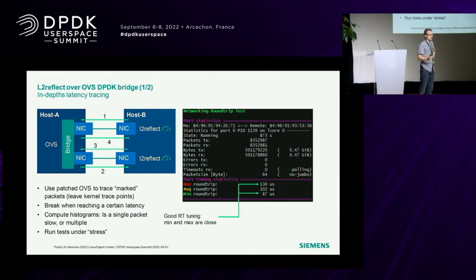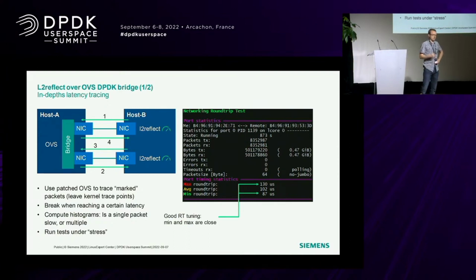At some point, we also patched the OVS to log packets with our magic payload, because then we were able to really get traces from when did the packet enter here, leave here, when did it enter here, which parts of the OVS are traversed, things like that. And also we were able to break if the latency was high and then have an in-depth look at the OVS to find the root cause of the test.